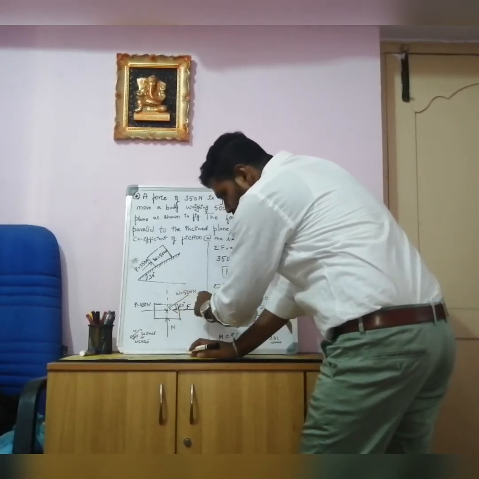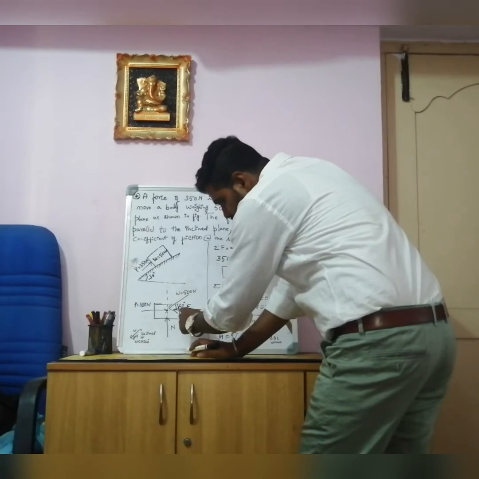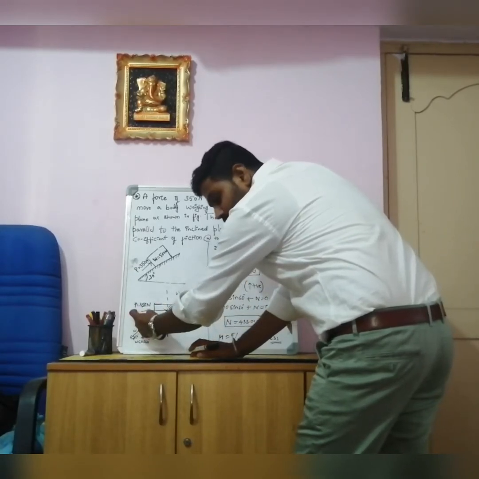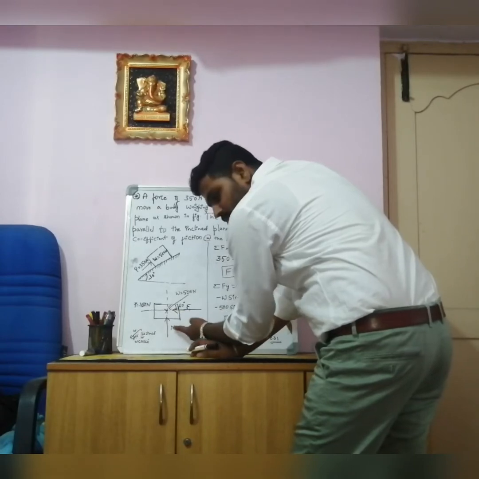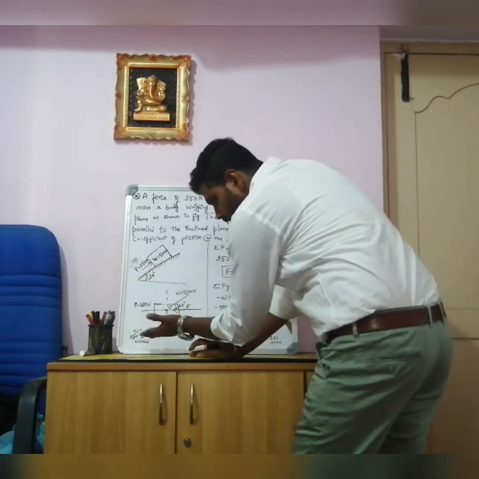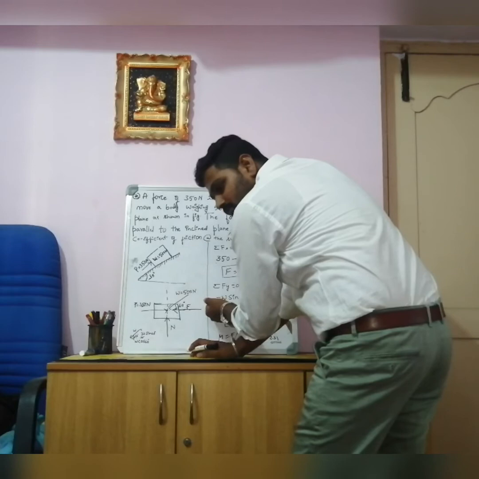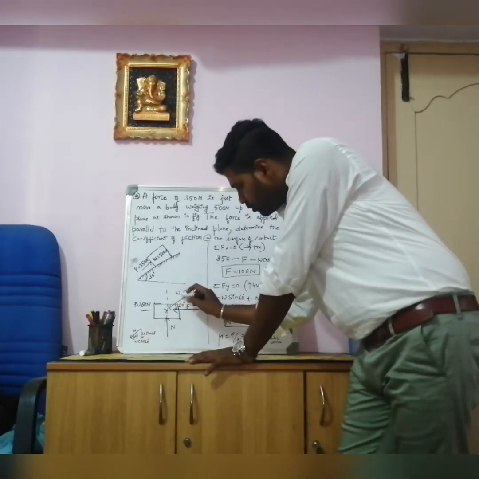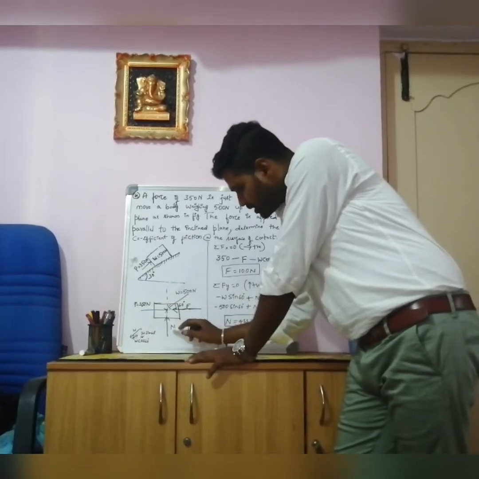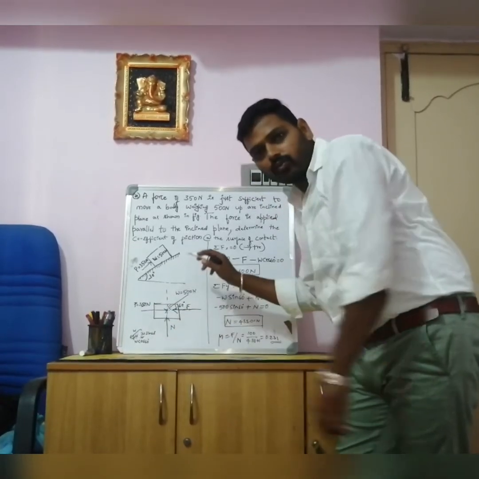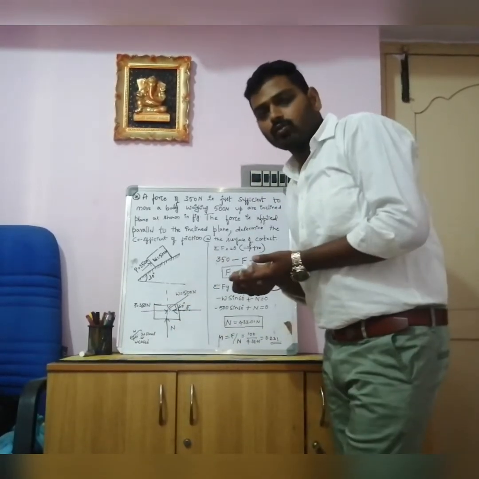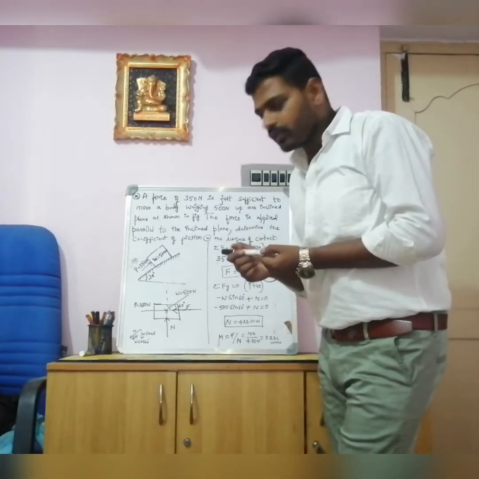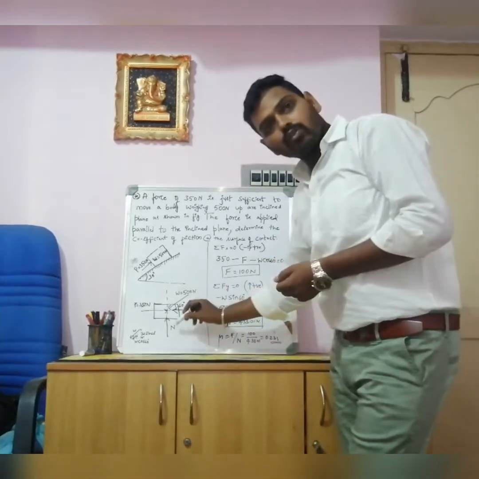So W is 500 Newton. With respect to horizontal it will become 60 and with respect to vertical it will become 30. P is 350 Newton, that is given, N is the normal reaction from the surface, and F is the frictional resistance force. We don't know N and F. First we have to find their magnitudes, and after that we can find the coefficient of friction, because coefficient of friction is the ratio of F by N.